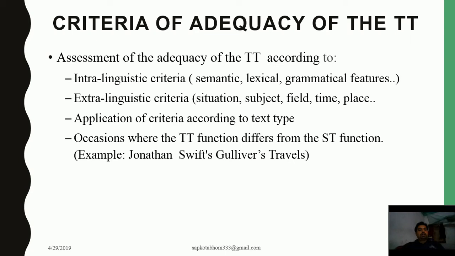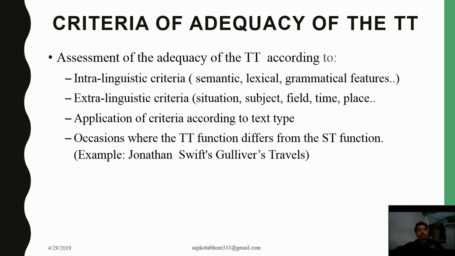Then similarly, we can use the extralinguistic criteria. These include the situation in which the ST was written and for which the TT is translated, the subject field, the time in which the ST was written and for which time the translator is translating the ST, and place. These are the extralinguistic criteria we can use to find out the adequacy of the target text while translating the text type papers.